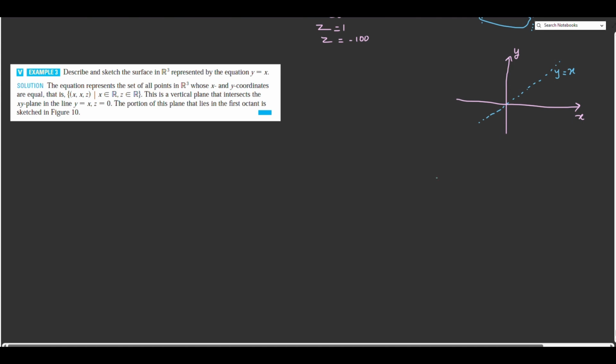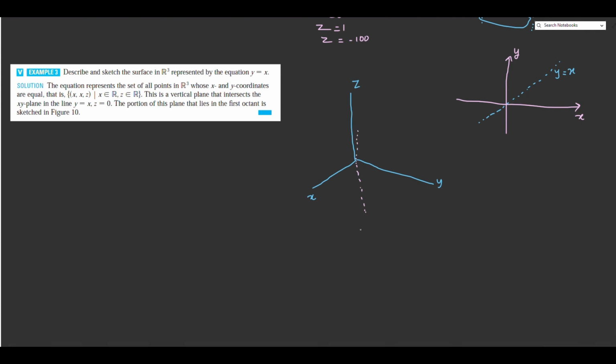Now let's suppose that we are in the 3D space x, y and z. In this x, y, z space, y equals x will be a line in the xy plane, so you can imagine it this way. This is the line y equals x in z equals 0.